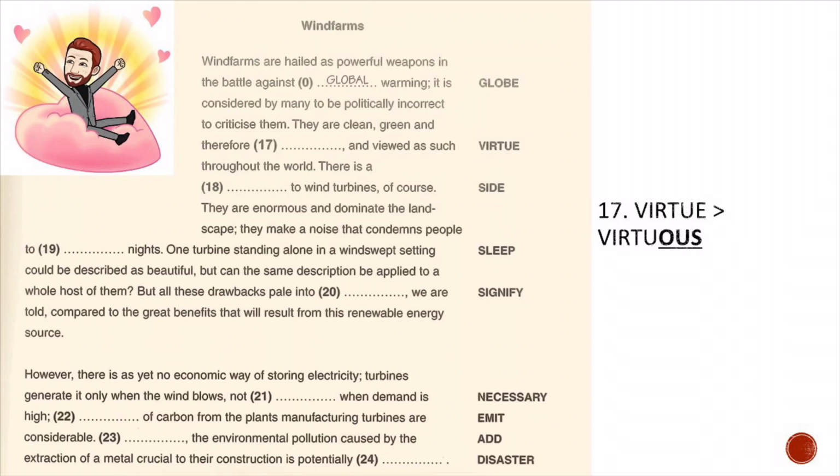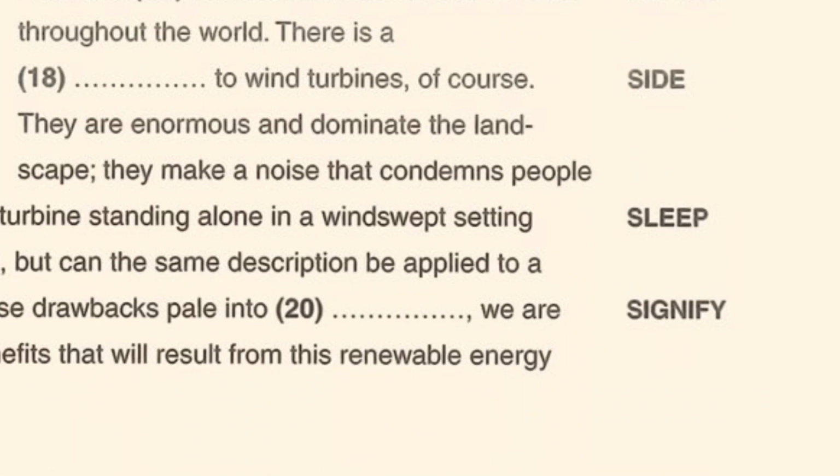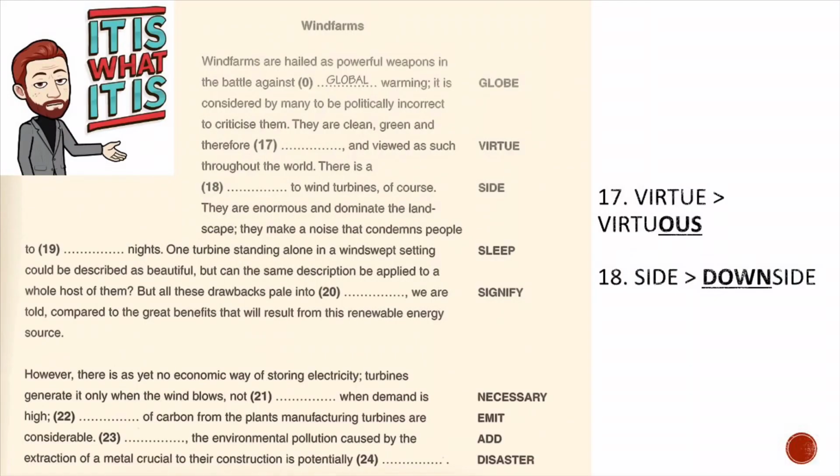The next one, we have the word side. There is a downside to wind turbines. Now here you would have to read on a little bit more to understand the idea. They are enormous and dominate the landscape. They make a noise that condemns people to etc, etc. So it's not a very nice thing that they are doing to the people or the community. They are making this horrible noise. So therefore, the word would be downside. It's actually a compound word, okay?